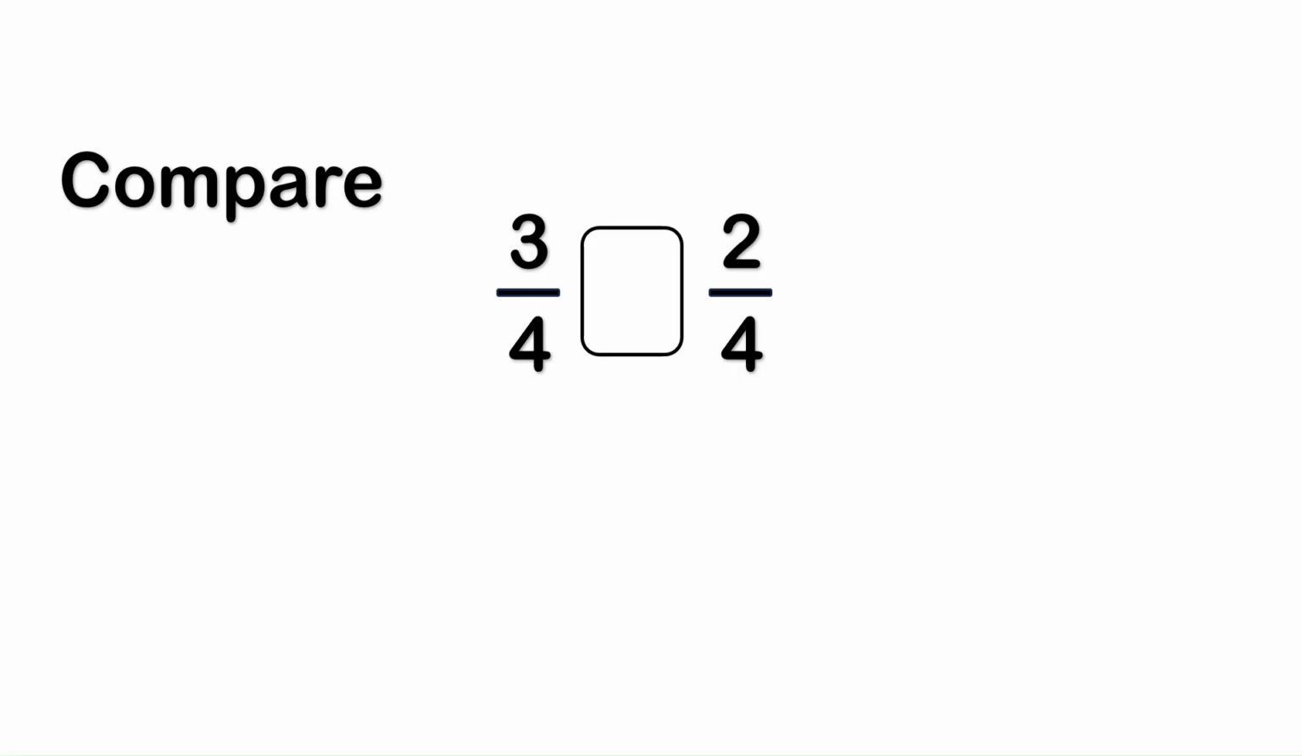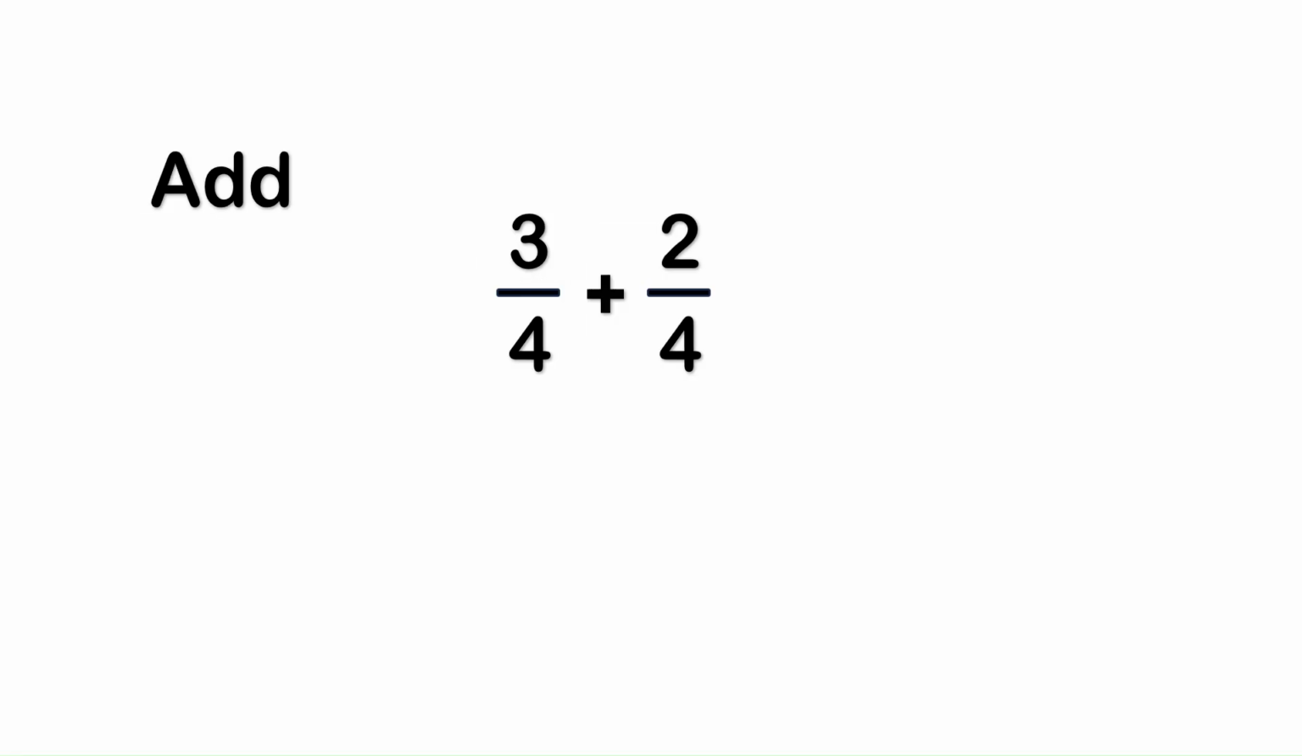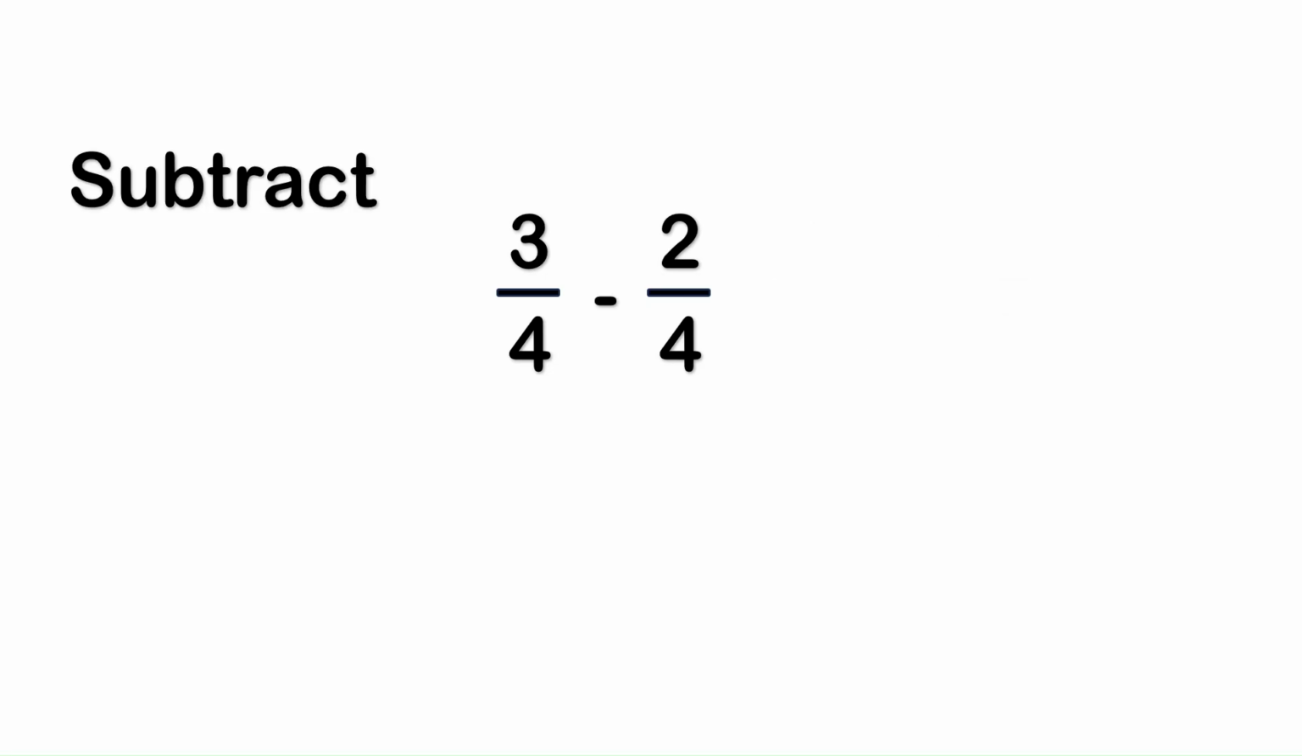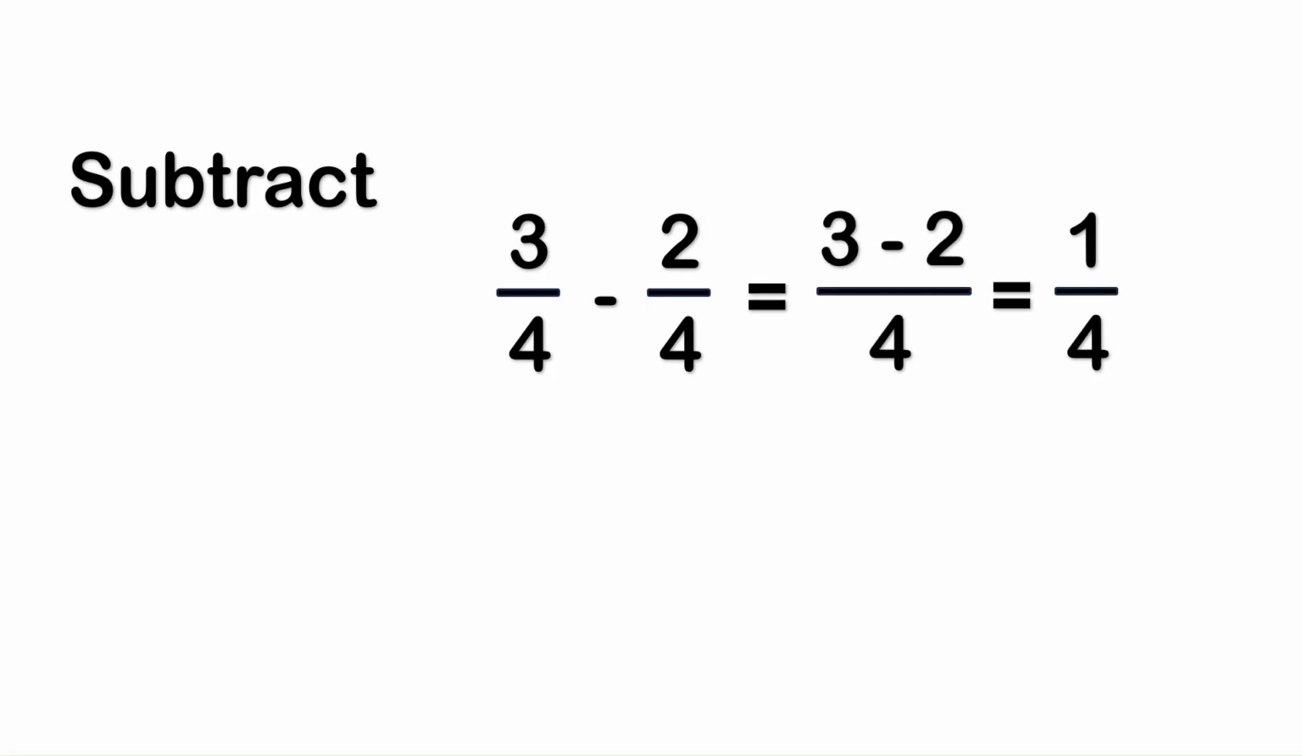We have two fractions here, 3 upon 4 and 2 upon 4. It is clearly visible that these are like fractions. So we'll just look at the two numerators. As the numerator 3 is greater, the fraction containing this numerator, that is 3 upon 4, will be greater. Now we are going to add these two like fractions. We'll keep the denominator as it is and add up the numerators. Similarly, in case of subtraction, we'll keep the denominator as it is and subtract the numerators.